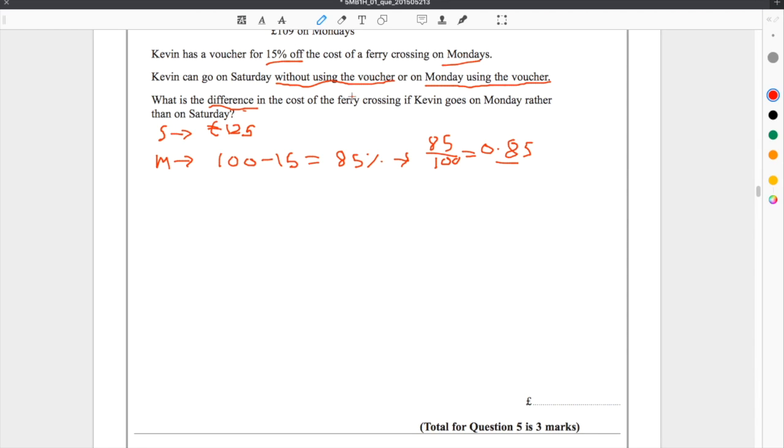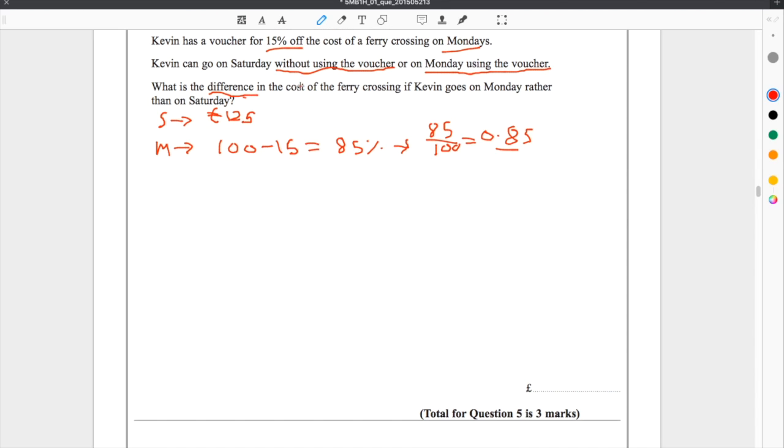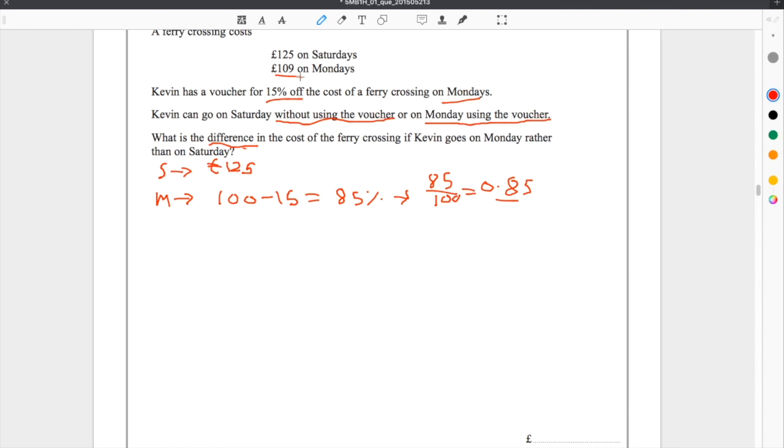So because this is a calculator exam, we simply multiply £109, which is the cost on a Monday. Again, apologies for my writing here. We multiply that by 0.85, and we type that into our calculator, and what we get when we do that is £92.65. So that's the cost on a Monday, and we're asked to find the difference in the cost of a ferry crossing if Kevin goes on a Monday rather than a Saturday.